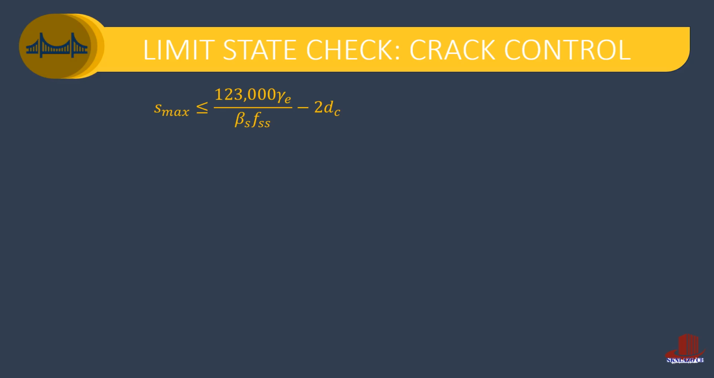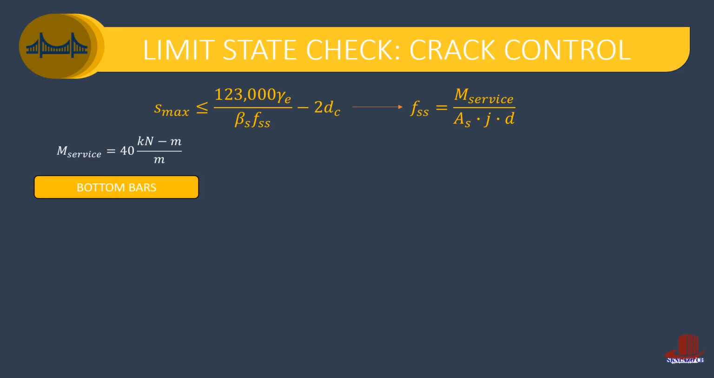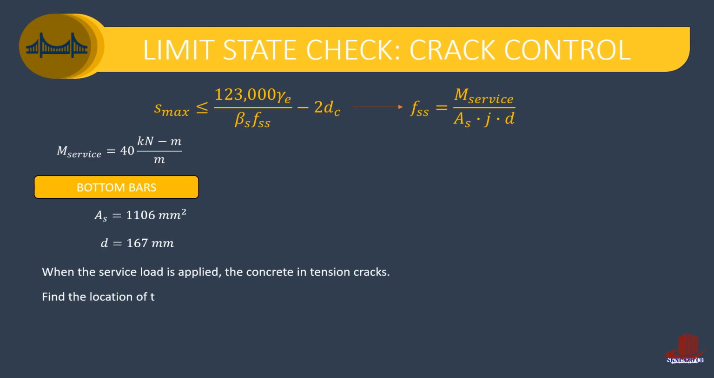With new parameters to solve, we look for fss first. This is through the moment solved using service limit factors over the product of As, j, and d. The moment is provided as 40 kN per meter. Let's check the bottom bars. The steel area was solved as 1,106 square mm, and d was also identified as 167 millimeters. What we have to look for is j, or the lever arm coefficient.